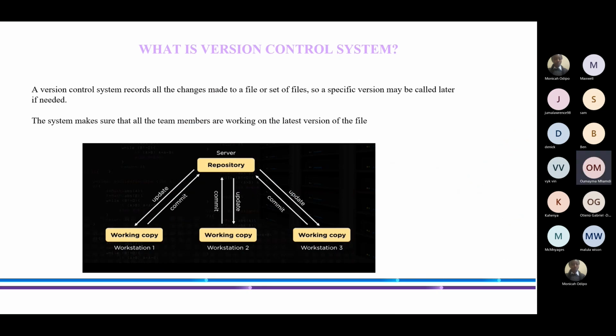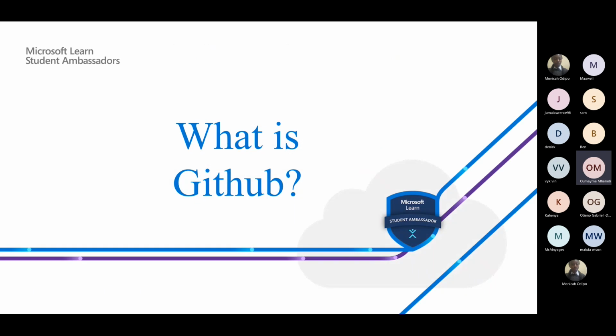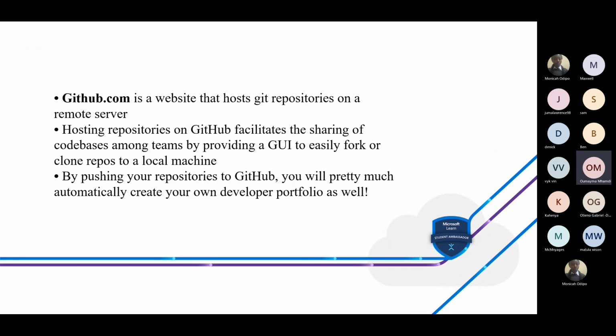So now we will move to the definition of GitHub. GitHub is a website that hosts Git repositories on a remote server. Hosting repositories on GitHub facilitates the sharing of code bases among teams by providing a GUI to usually fork or clone repos to a local machine. By pushing your repositories to GitHub, your work, your project folder, you will pretty much automatically create your own developer portfolio as well.